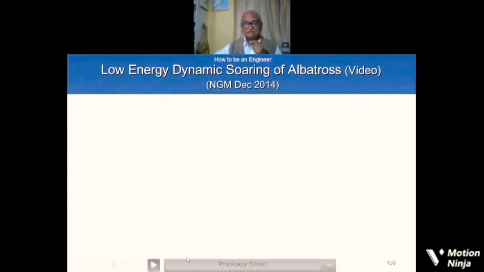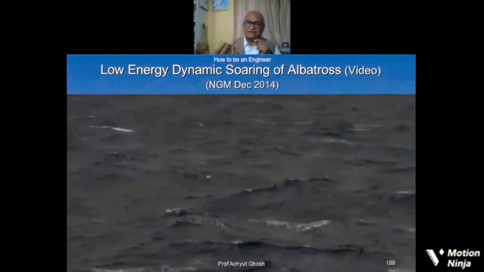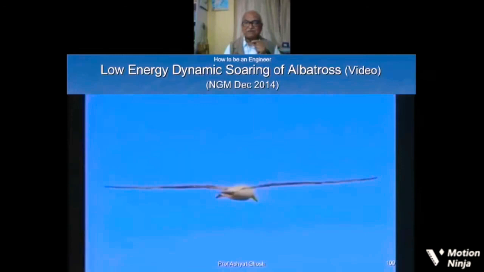Well, that is the beauty of this flying of the albatross, that it gains energy while driving down. There is hardly any loss in the energy, which it makes up by the food, additional food.